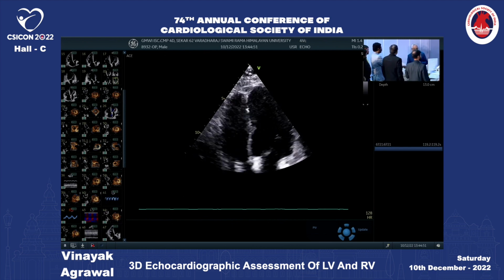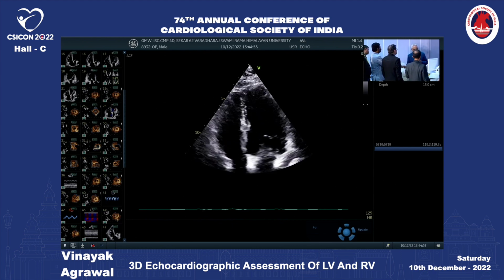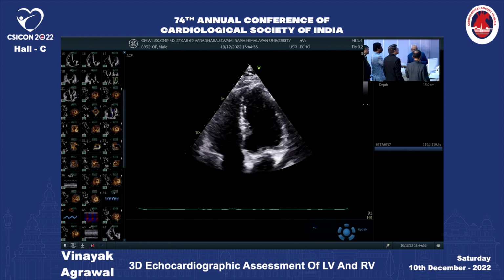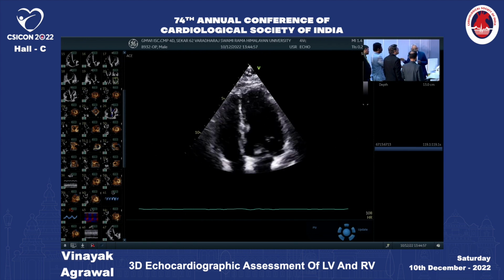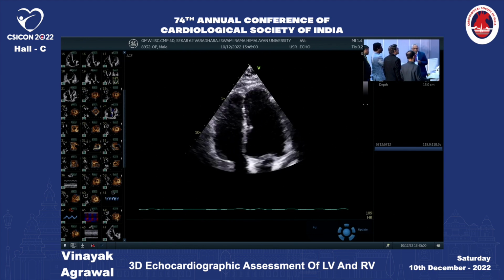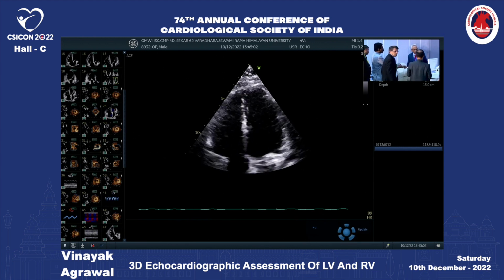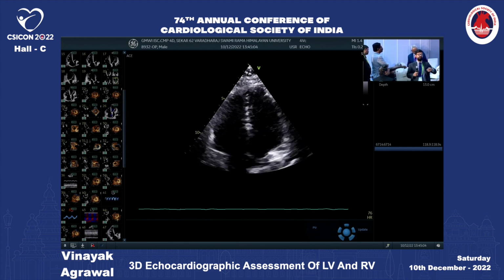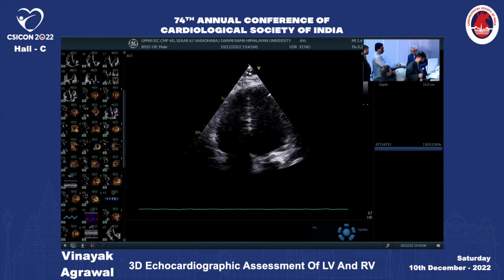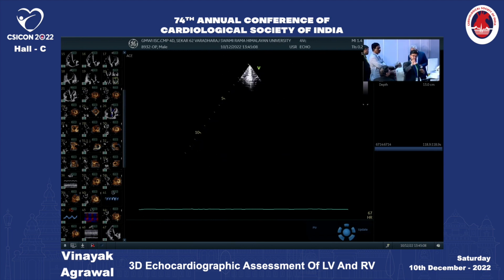If you go laterally, you can capture the RV inflow, apex, and also the RV outflow. If you go medially, the RV outflow will be difficult to capture. That's one of the things. If you have a 3D probe on the table, you can surely put the probe inside.